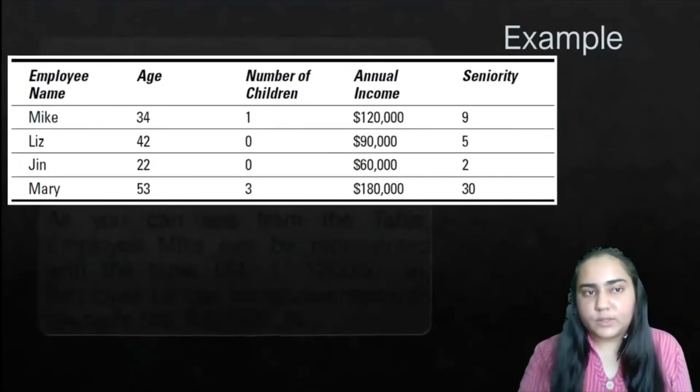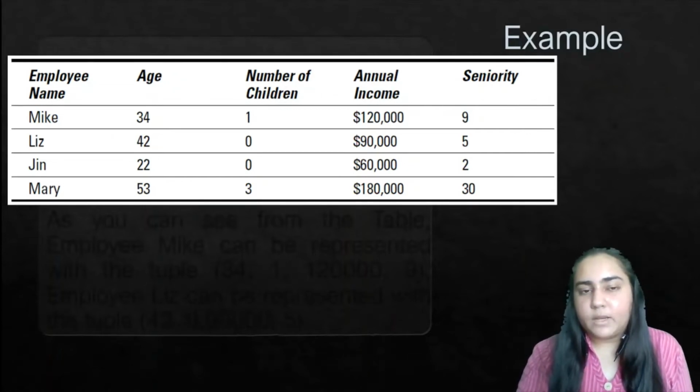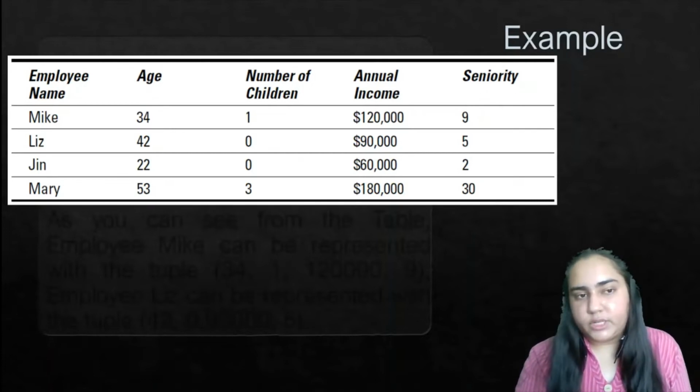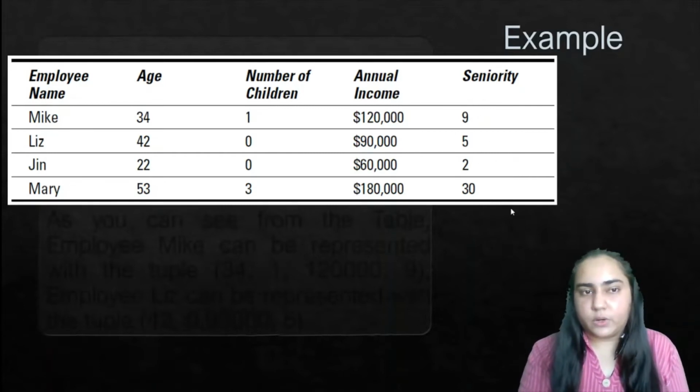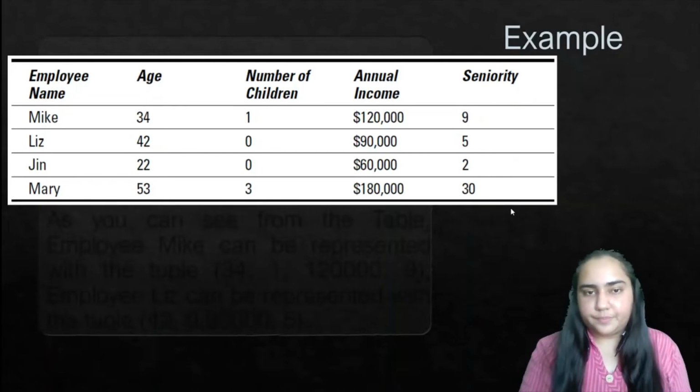Now, this is what it looks like. You have the employee name. There are 4: Mike, Liz, Jin, and Mary. Age is given: 34, 42, 22, 53. Number of children, their annual income, and their seniority are given as well. Of course, we can say that the higher the number over here, the higher the seniority.